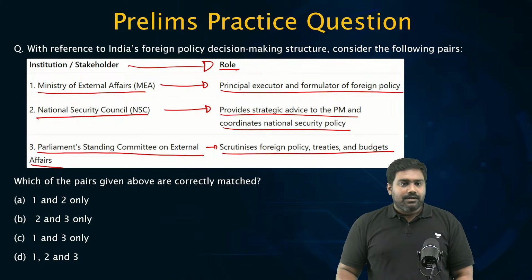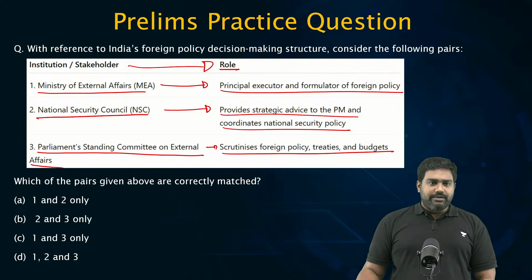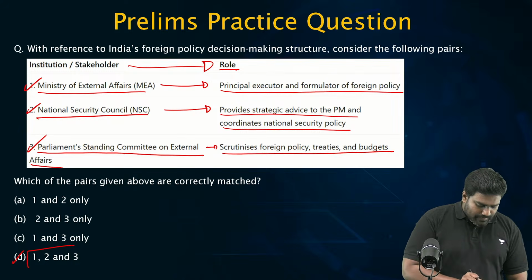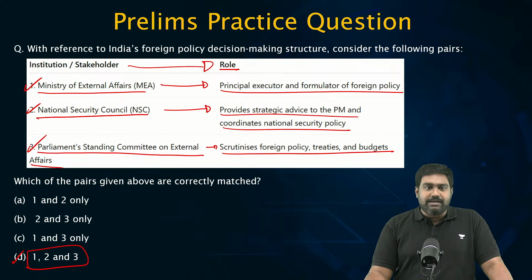Can you tell me? D, Hema, Tejaswini, Chirag. Most of you are saying D. Very good. All the three pairs are correct. 1, 2, 3. All three are correctly matched.